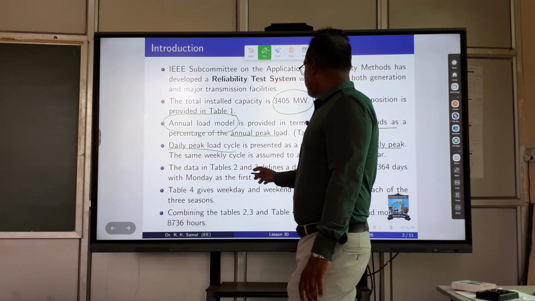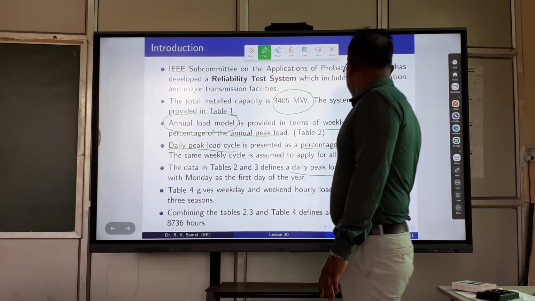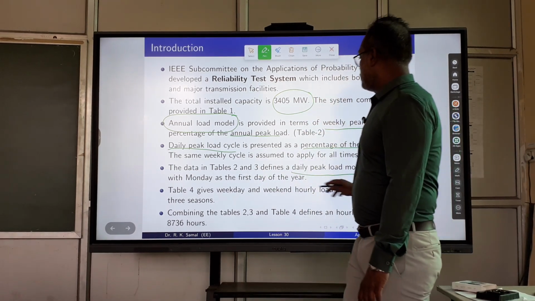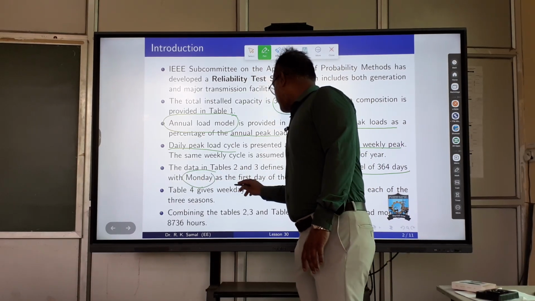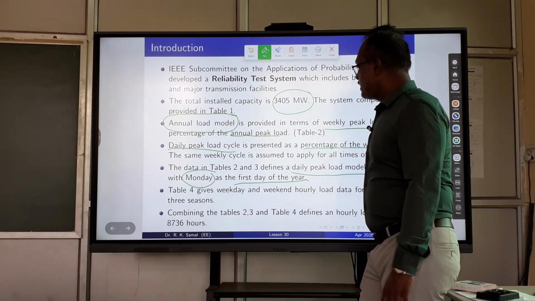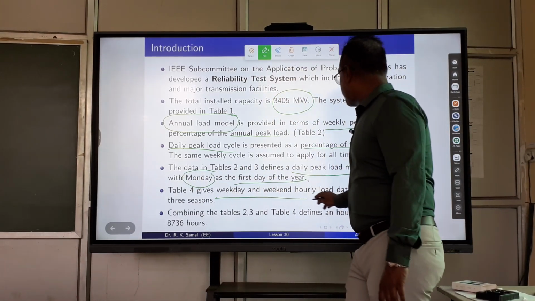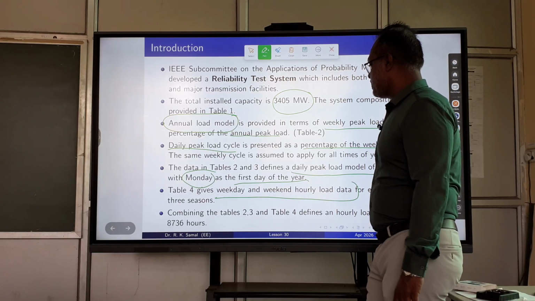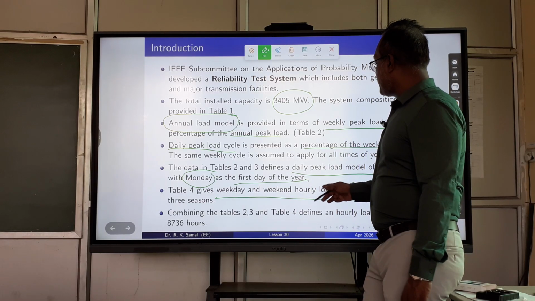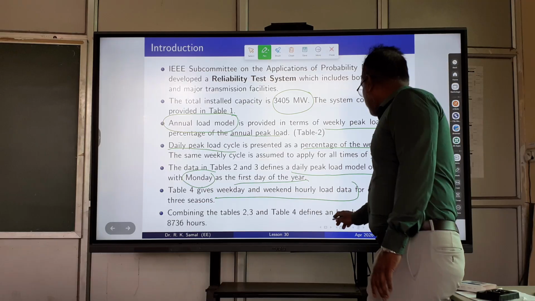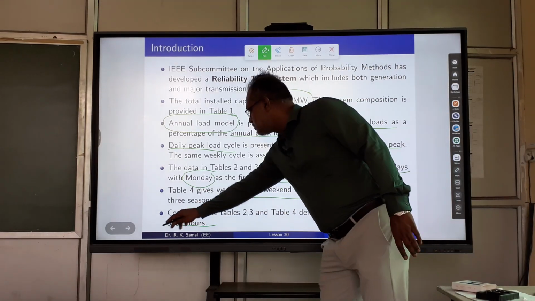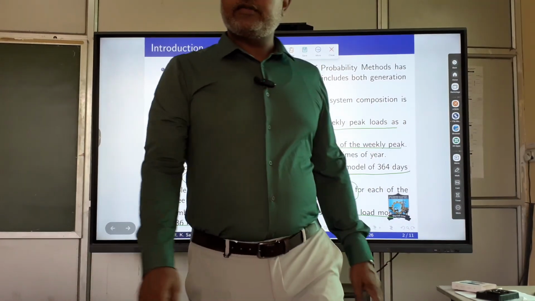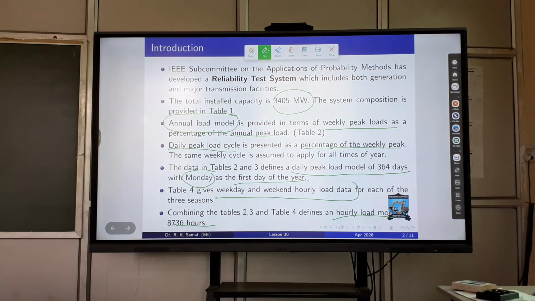The data in tables 2 and 3 defines a daily peak load model of 364 days, with Monday as the first day of the year. Table 4 gives weekday and weekend hourly load data. Combining tables 2, 3 and 4, table 4 defines the hourly load, so we have 8736 hours instead of 8760 hours.